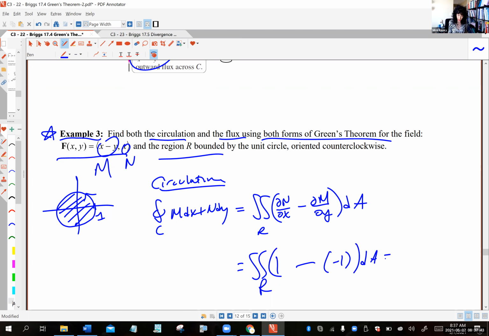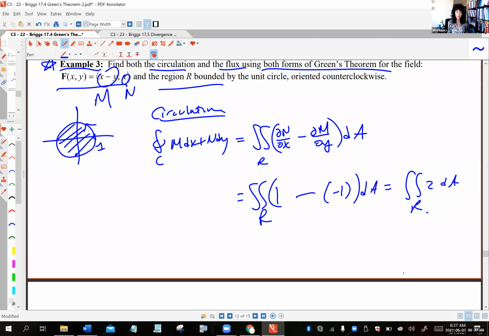But that's going to be 2. And remember I taught you last week, if you're lucky enough to get a constant, you can pull it out in front. And then what does this double integral represent? Isn't that representing area? Anytime you have a double integral with a 1 as its integrand, that's an area.